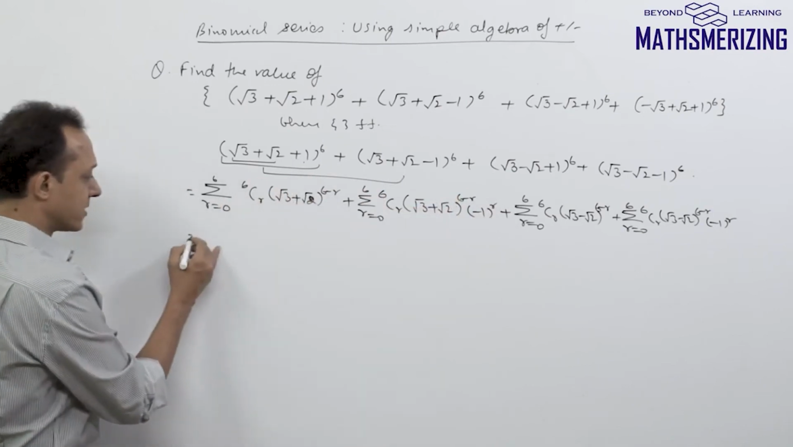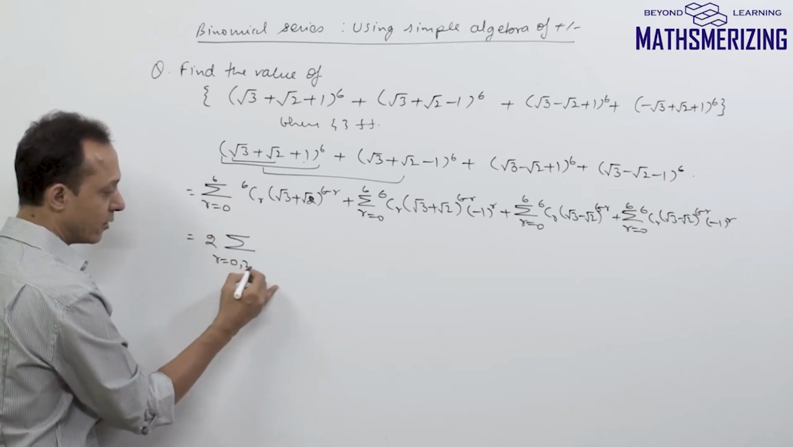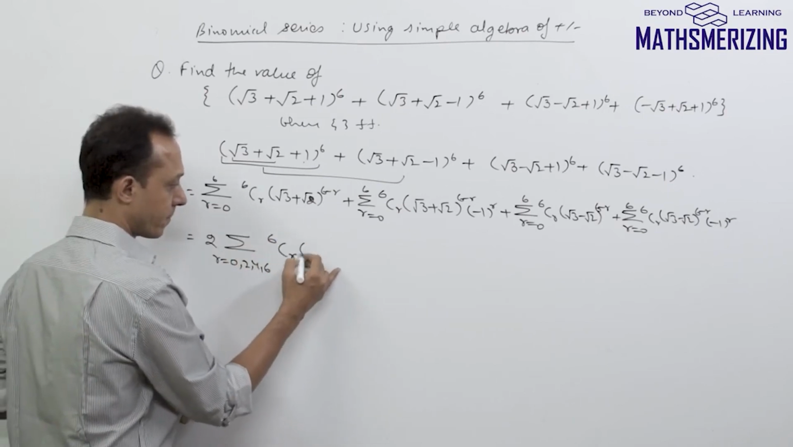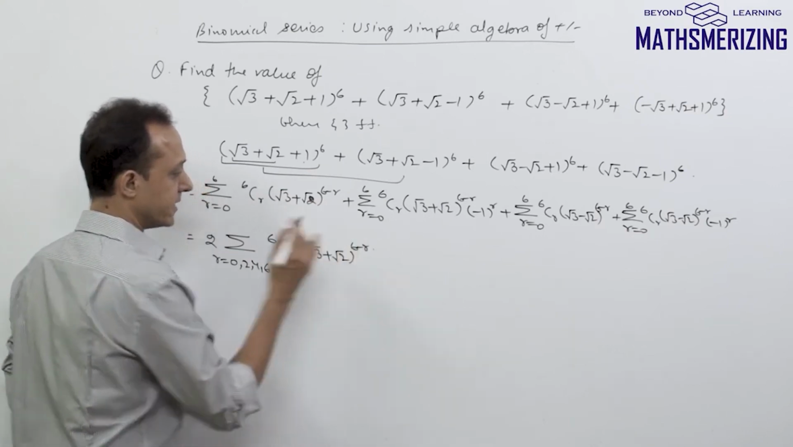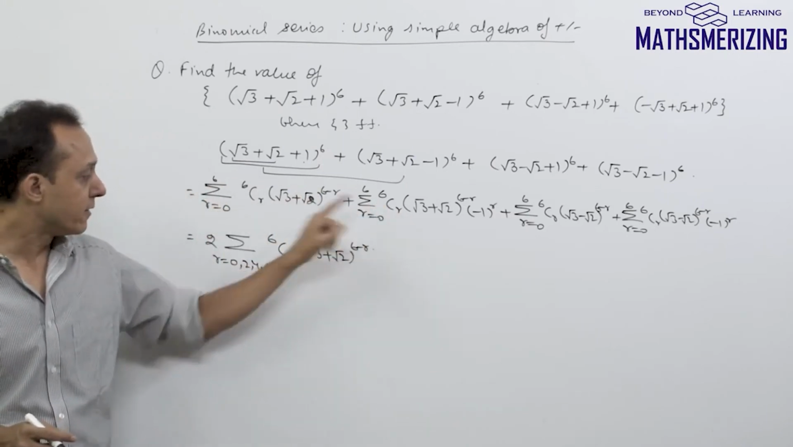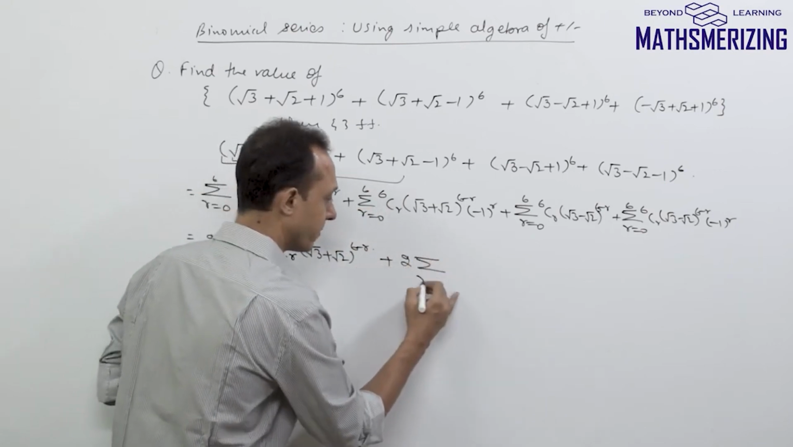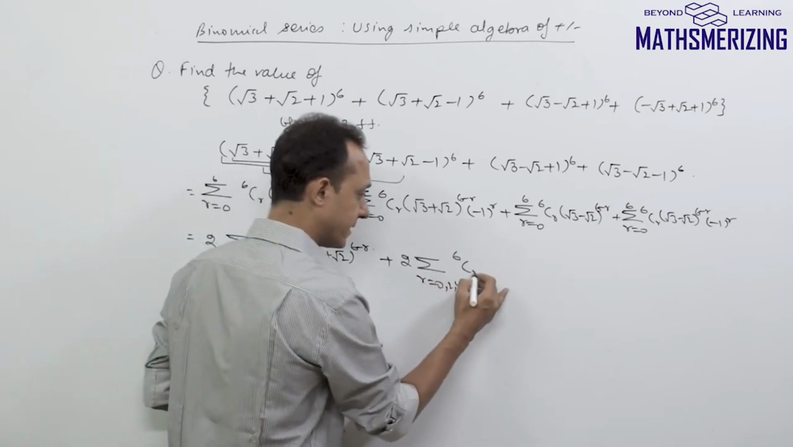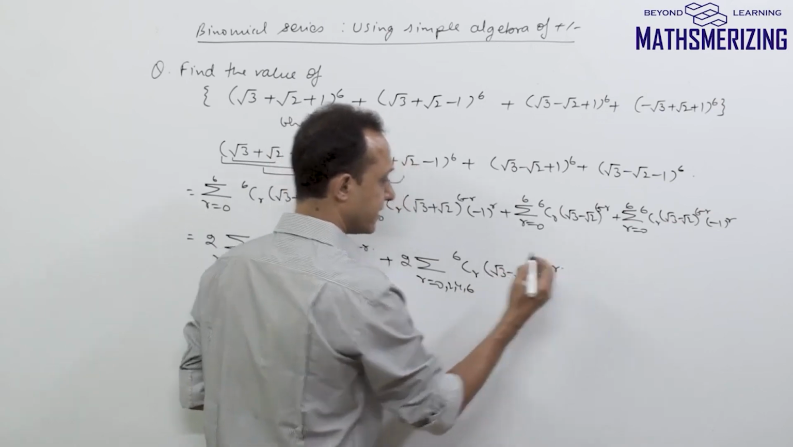So what I'll do is I'll write it as 2 times summation. Now r will take only even values, so r will be either 0, 2, 4 and 6. So I'll write it as 6Cr (root 3 plus root 2) to the power 6 minus r. So when the value of r is odd, these terms will cancel out, and when r is even, they're going to add up, right? In the same way I can write it for the second one also. There'll be 2 times summation. Again r will take even values 0, 2, 4 and 6, and here will be 6Cr (root 3 minus root 2) to the power 6 minus r.